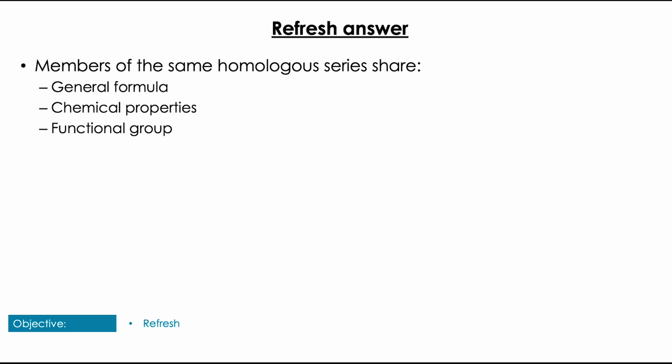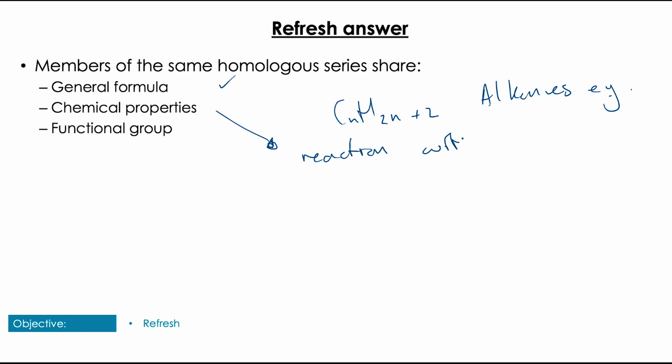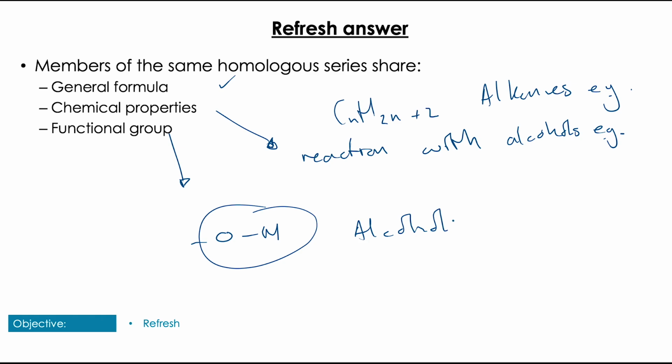Okay, so hopefully you got that there is the general formula, which usually takes the format of the example I'm giving here of alkanes; the chemical properties, such as the reactivity or the reaction with alcohols per se; and the functional group, so that's the part of the molecule that is indeed reactive.